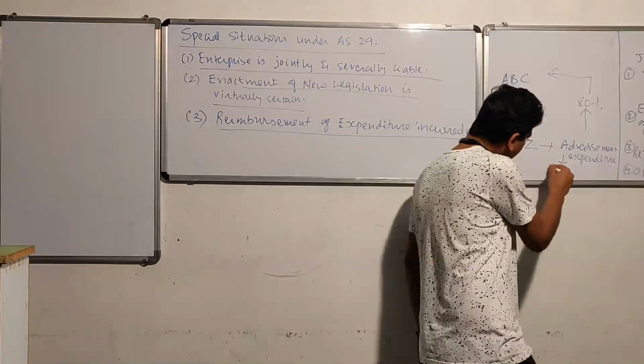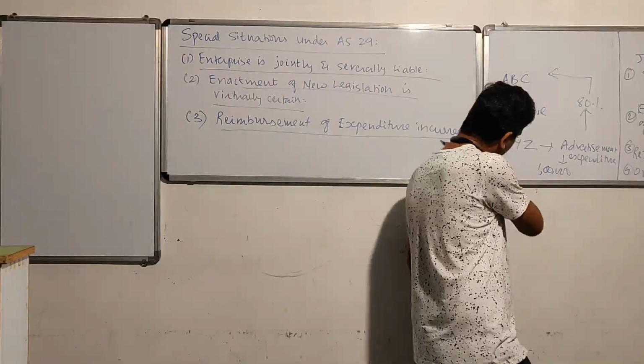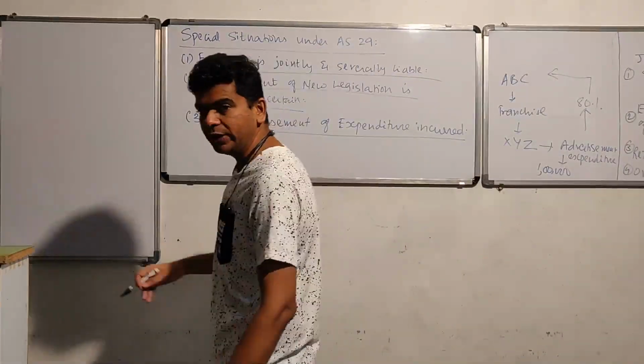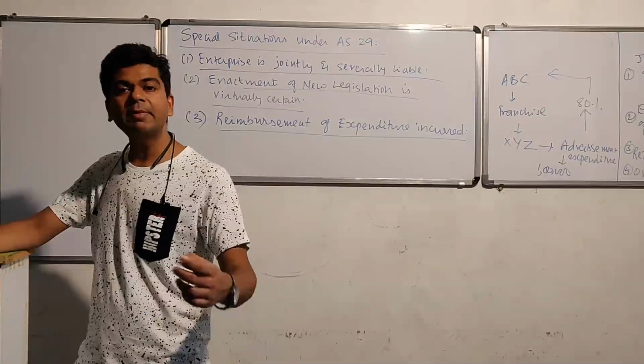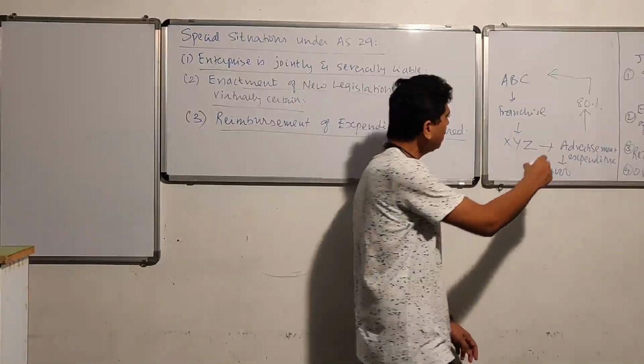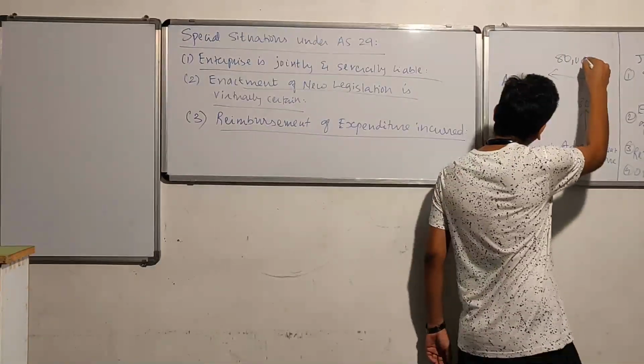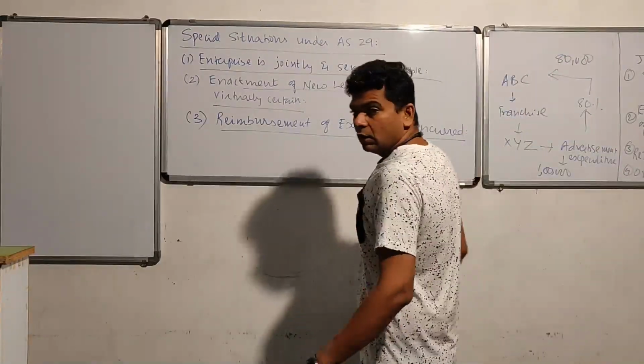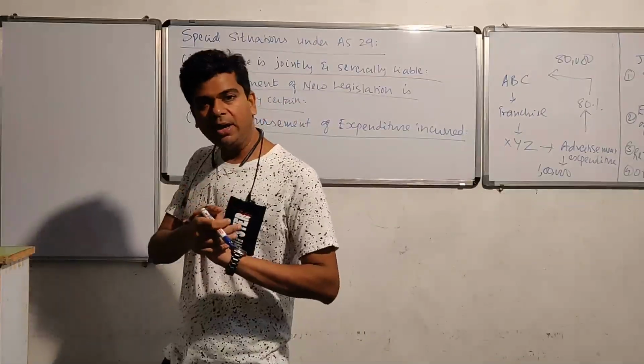Think for a moment that the advertisement expenditure is of 1 lakh rupees. So XYZ will have to incur an expenditure of 1 lakh and then claim 80% of it, which is 80,000. So I am supposed to claim 80,000 rupees from ABC. Now what should I really do in my books?